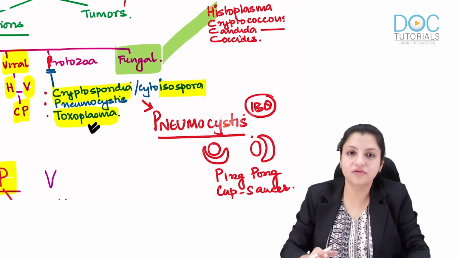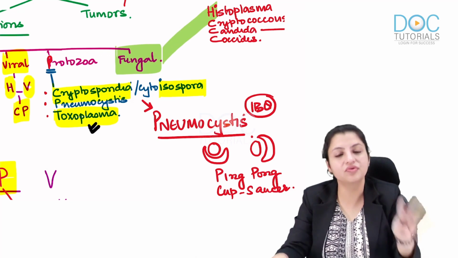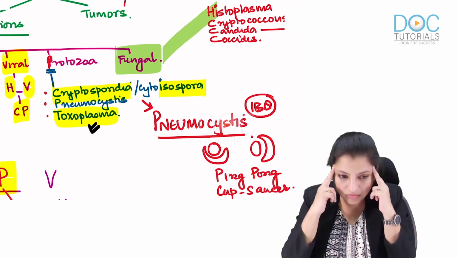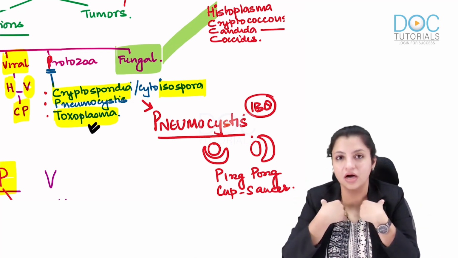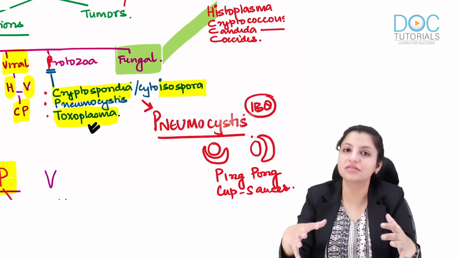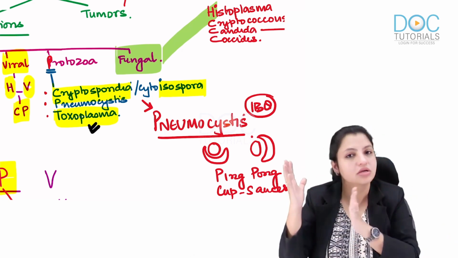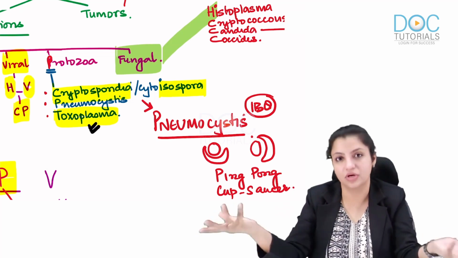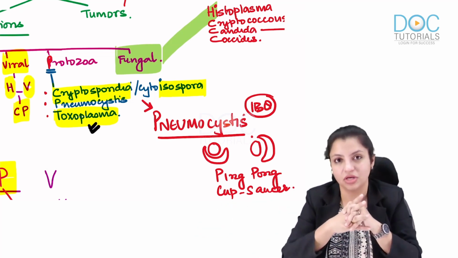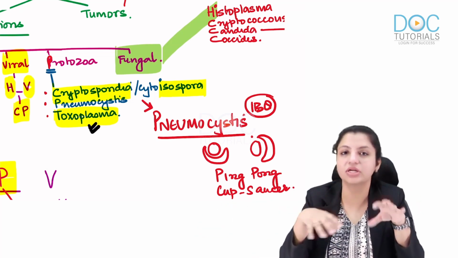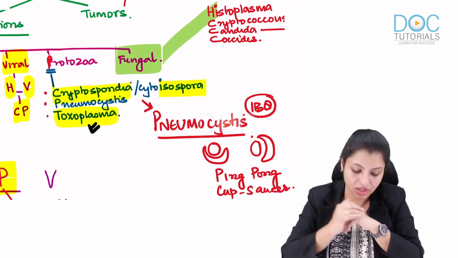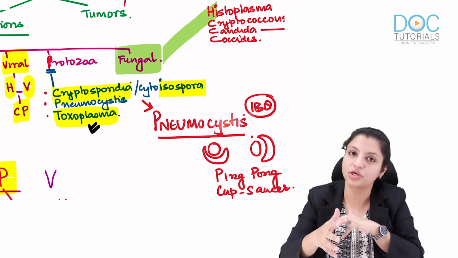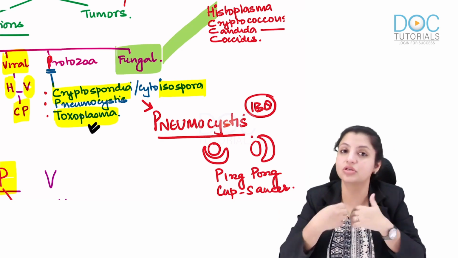So remember, three common protozoal infections and three common sites. In the brain, toxoplasma. In the lung, pneumocystis. And in the intestines, it is cryptosporidia or isospora, which is also called cystoisospora. So you should know the spore size of cryptosporidia and isospora. I'll be showing you the image. You should know about pneumocystis, you should know about toxoplasma. I'll be showing you the images so that you remember it forever.